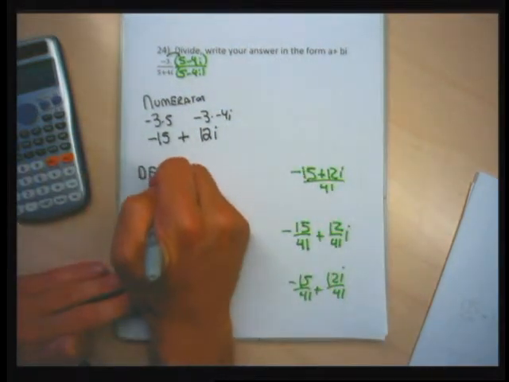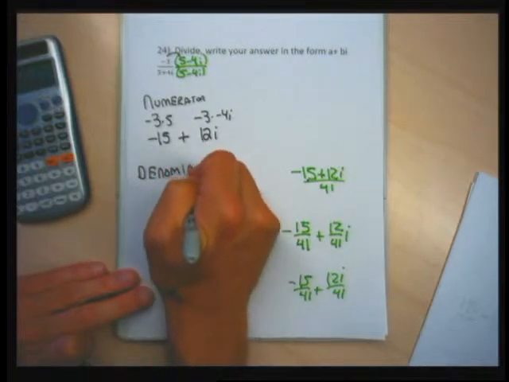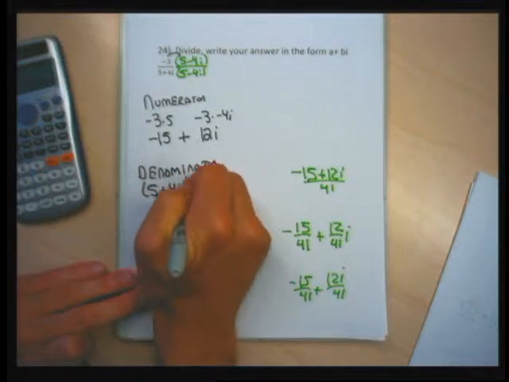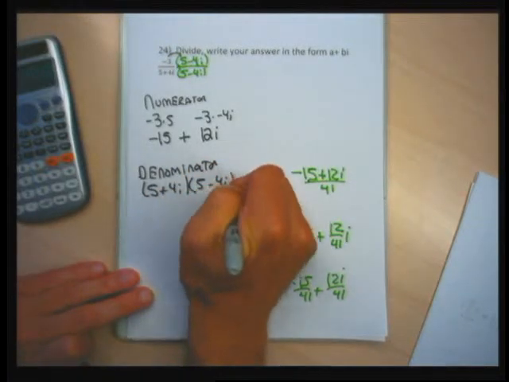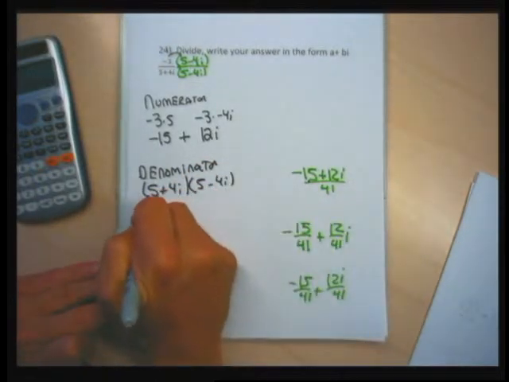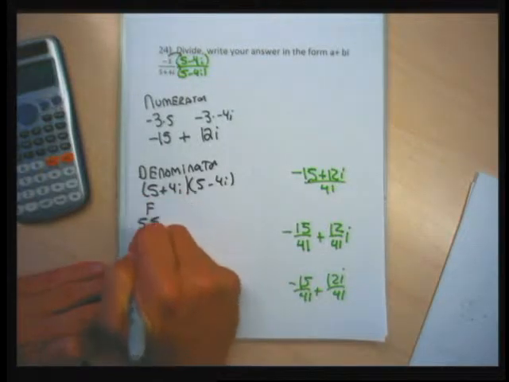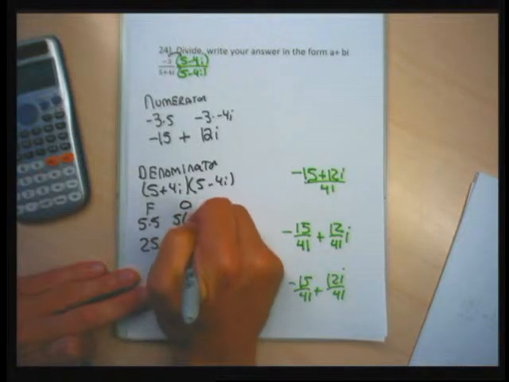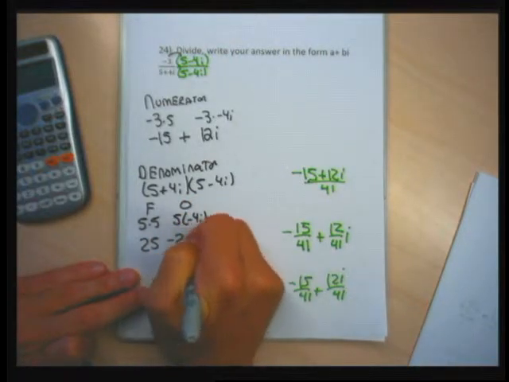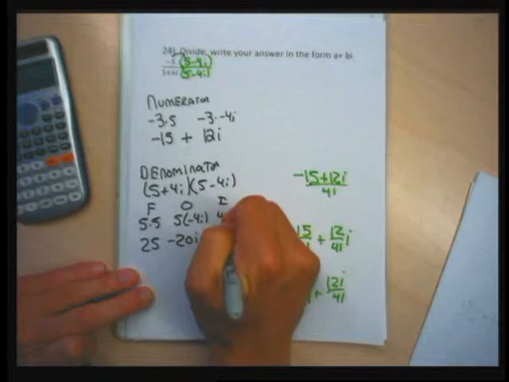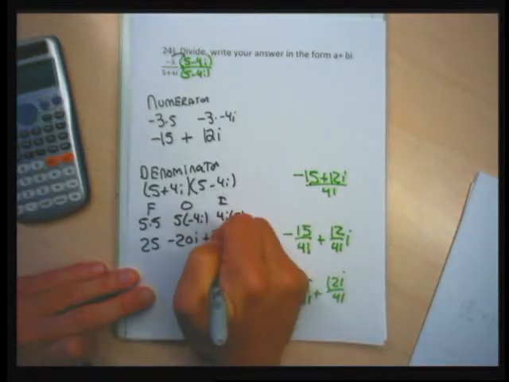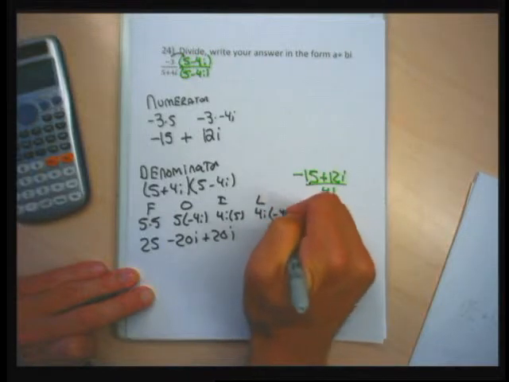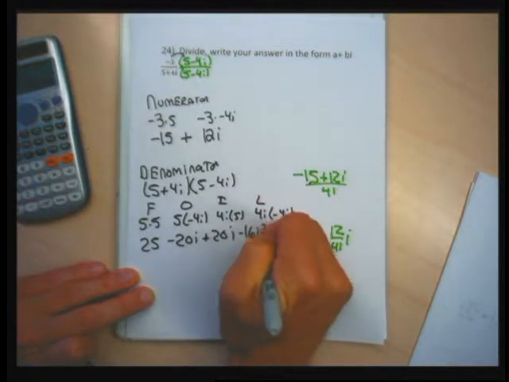And for the denominator part of my answer, to get that number 41, I'm going to multiply 5 plus 4i times 5 minus 4i, and I'm going to FOIL. Firsts are 5 times 5, which is 25. Outers are 5 times minus 4i, which is minus 20i. Inners, 4i times 5, which is plus 20i. And lasts, 4i times minus 4i is minus 16i squared.